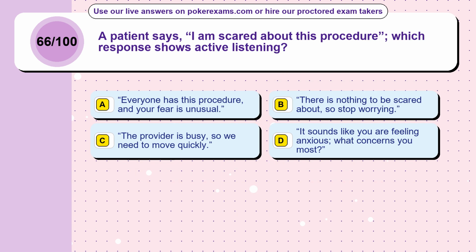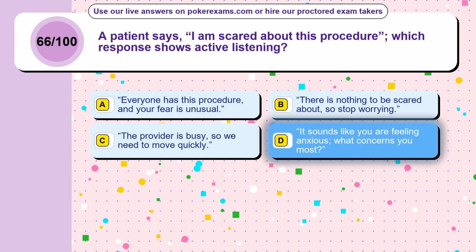Question 66. A patient says, "I am scared about this procedure." Which response shows active listening? Option A. Everyone has this procedure, and your fear is unusual. Option B. There is nothing to be scared about, so stop worrying. Option C. The provider is busy, so we need to move quickly. Option D. It sounds like you are feeling anxious. What concerns you most? The correct answer is option D. It sounds like you are feeling anxious.